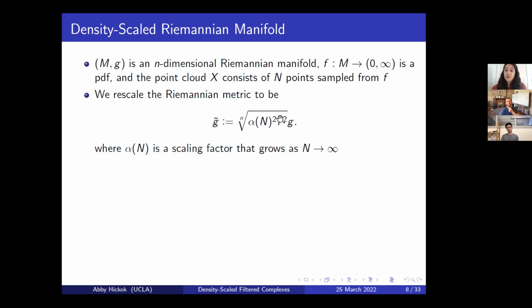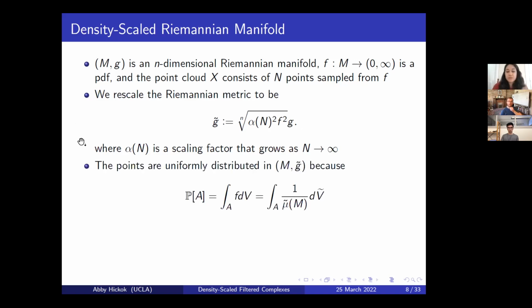So when f is large here, this factor is large, and so we're effectively making distances larger. I think of this almost like a viscosity term, where in dense portions of the manifold, things are very viscous. And so if I were to put a ball at a dense region, it would grow slowly.